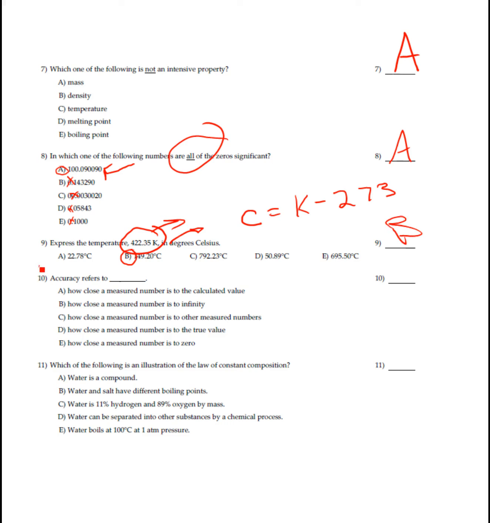All right, accuracy. We didn't talk about this a whole lot, but we do need to know what accuracy is. How close a measured number is to its calculated value. That is absolutely correct. This is ridiculous. C is an explanation of precision. All right, is to the true value.